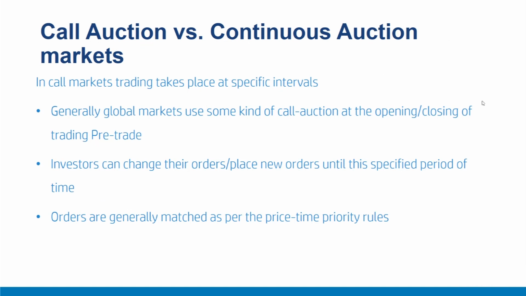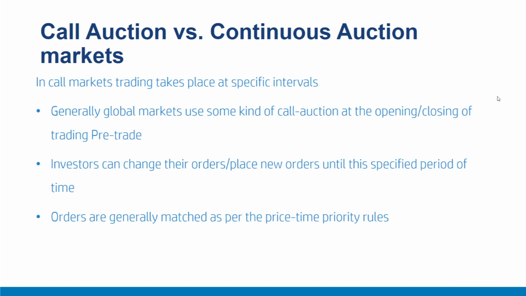Next, we have call and continuous auction markets. During the normal trading hours in which trading takes place at electronic limit order books, a continuous matching of buy and sell orders takes place. This is called continuous order matching or continuous auction markets. In this kind of market, there is continuous trading and continuous matching of buy and sell orders.